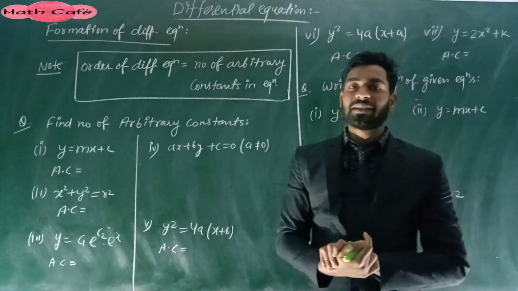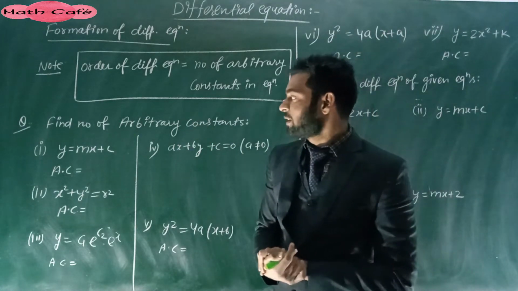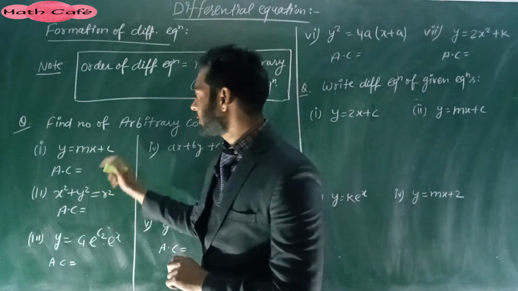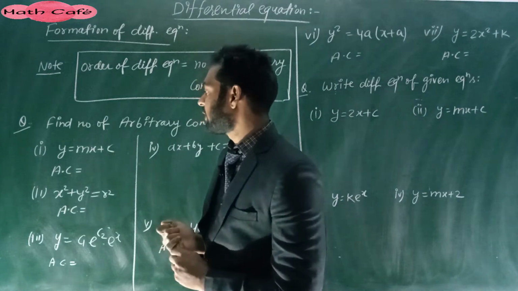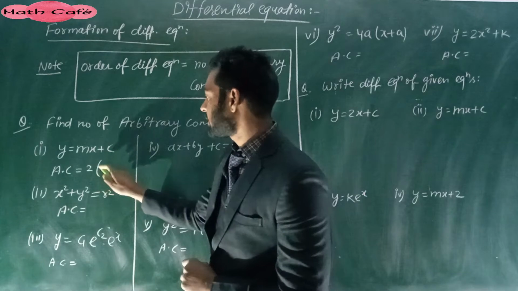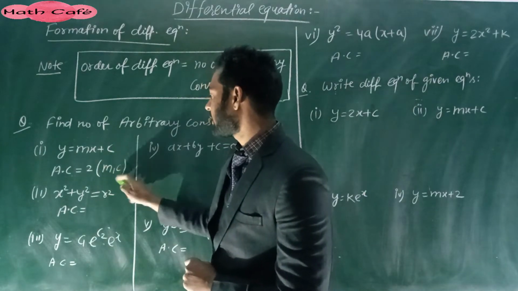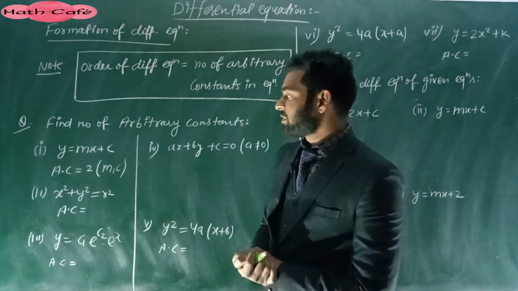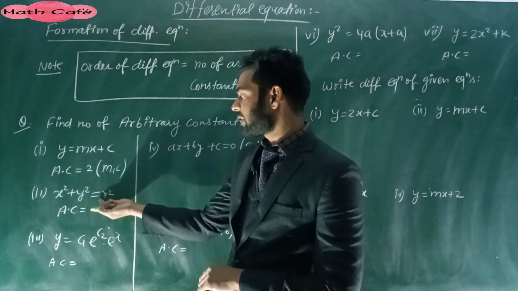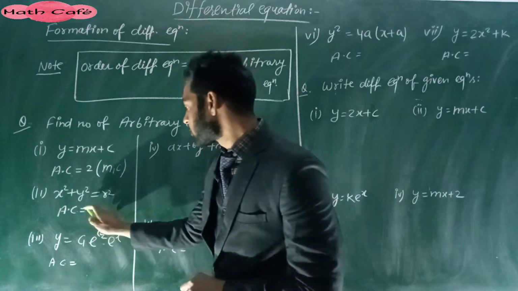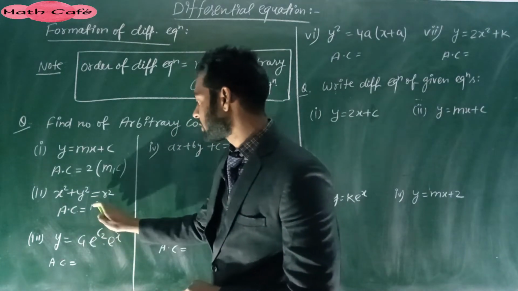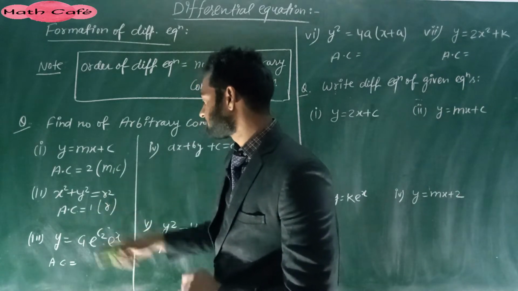The first example is y equals mx plus c. The number of arbitrary constants is 2. So m and c are called arbitrary constants. In the second example, which is written here, x square plus y square equals r square, the arbitrary constant is r. The number of arbitrary constants in this equation is 1.